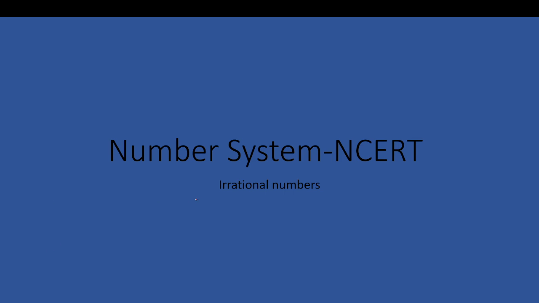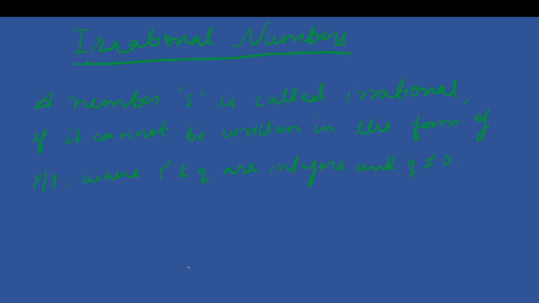So in this chapter, what are irrational numbers? We'll see what are irrational numbers. Once we complete irrational numbers, the complete bucket of numbers will be completed: natural numbers, whole numbers, integers, rational and irrational. So first let's discuss the definition of irrational numbers.